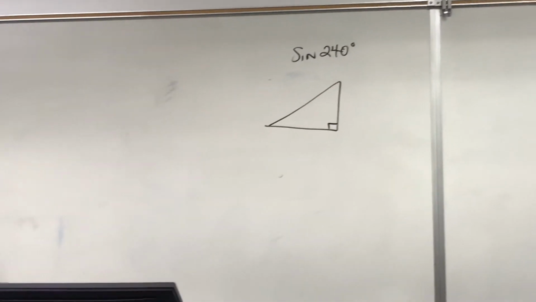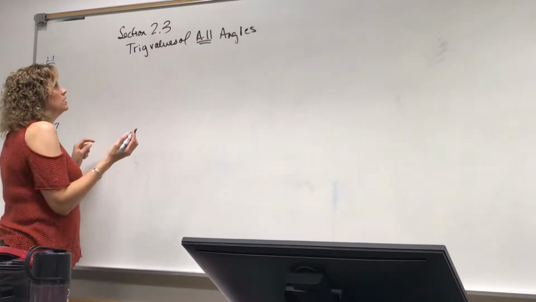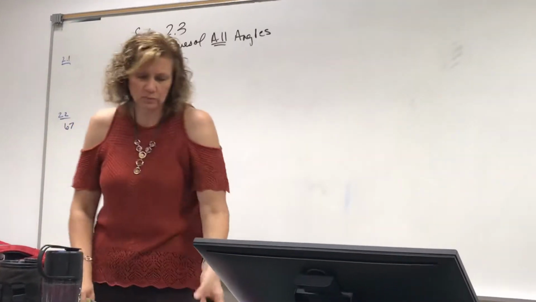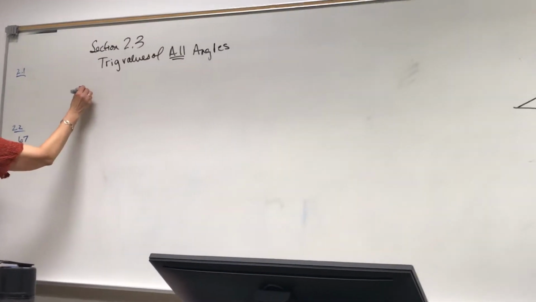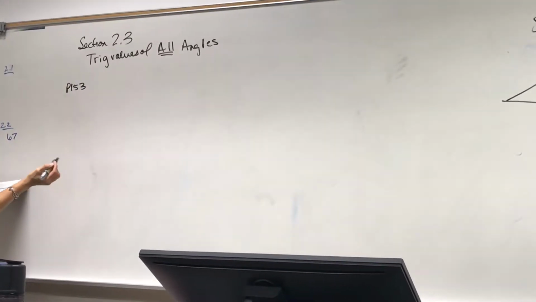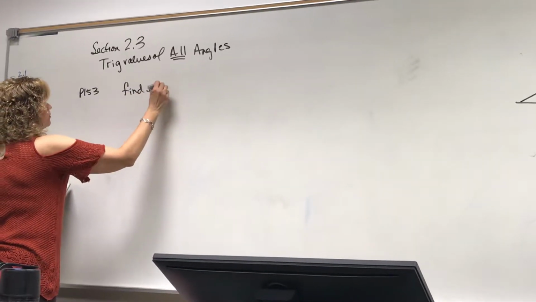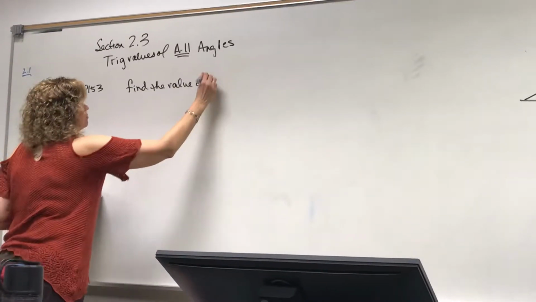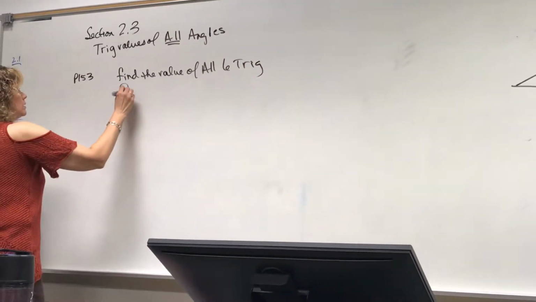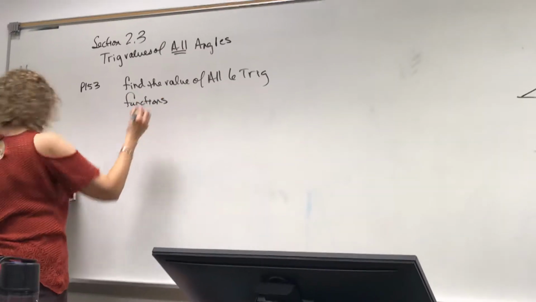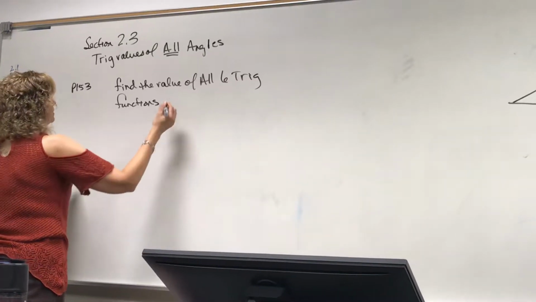So we're going to talk about some vocabulary. We're not going to do a problem like that just yet. We are going to do a problem on page 153. We want to find the value of all 6 trig functions for the angle whose terminal side passes through the given point.